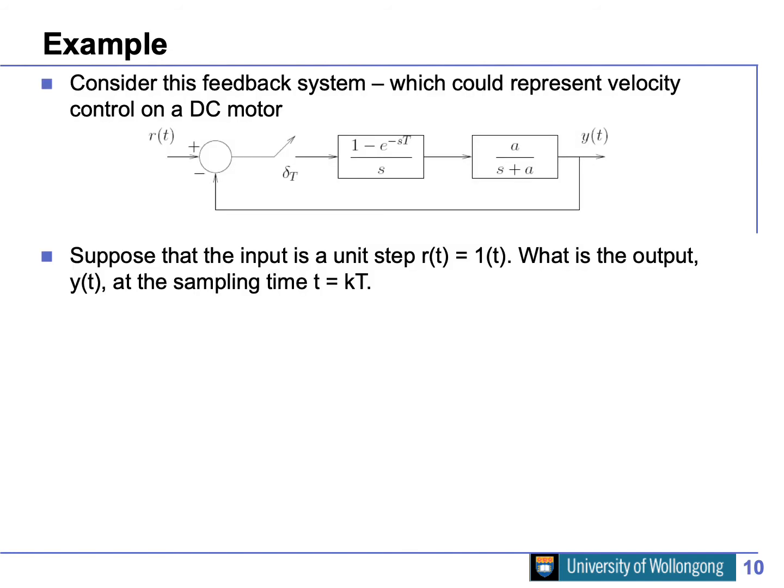So let's look at another example. How is that going to be the case? This example is a control system, a feedback system, representing the velocity control of a DC motor. This one, first order system, this is a DC motor.